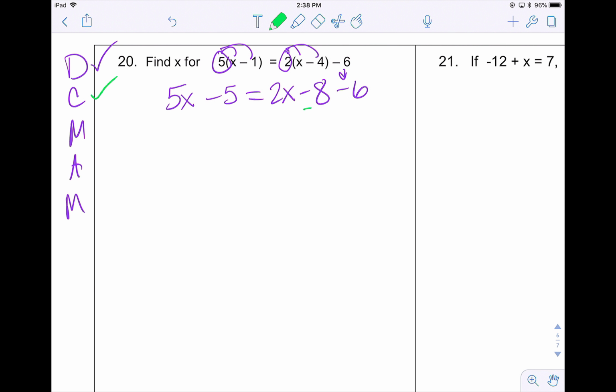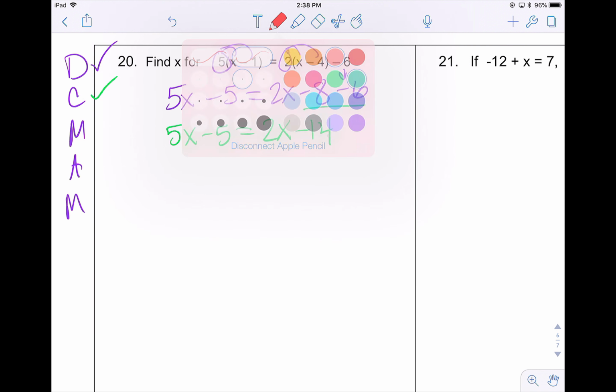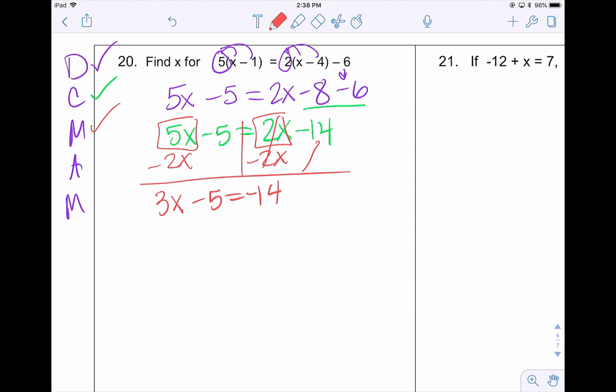I do have like terms to combine on the right side. The left side stays exactly the same. 2x doesn't have anything to change, but negative 8 minus 6 is a total of negative 14. From here, I do have variables on both sides that I can move. I'm going to move the smaller one, so I'm going to move the 2x. I move it by doing the opposite, so 5 minus 2 is 3x. Leave everything else the same. Also make sure you watch that negative 14. I don't know if you saw, I almost lost it.